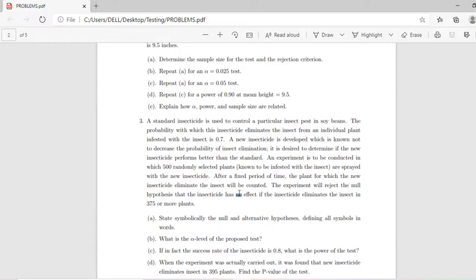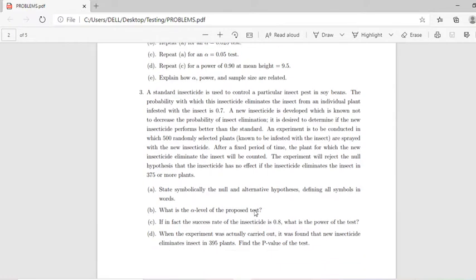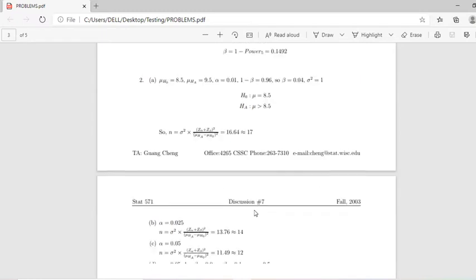And what is the alternative? We will say that this new insecticide is effective only if it eliminates insects in 375 or more plants. So what is the rejection region? The number of plants in which the insects are eliminated is greater than or equal to 375. So that is the rejection region.